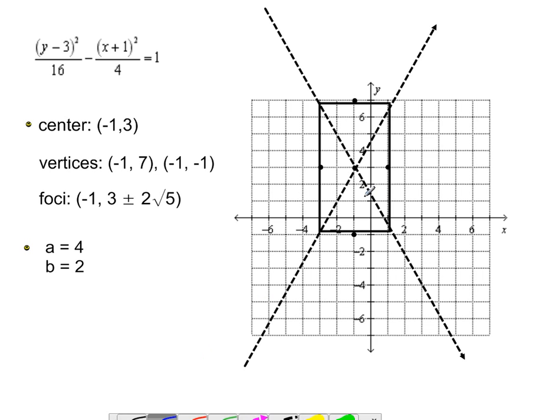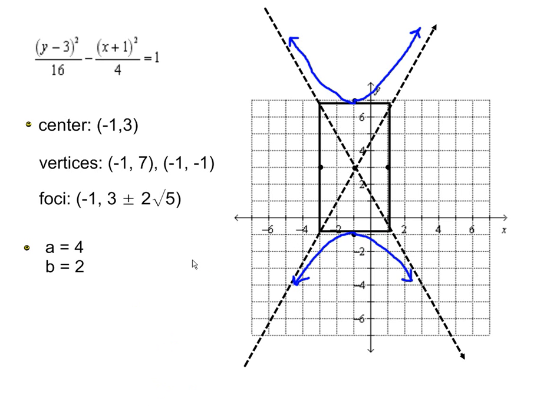Alright, sketch the graph. All you have to do is start at the vertex, right there, and curve out gently, heading towards that asymptote. The further away we get from the center, the closer the graph gets to the asymptote. But remember, it never crosses the asymptote. And there we are.